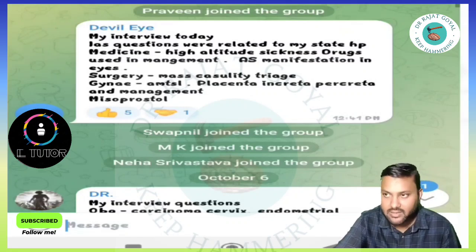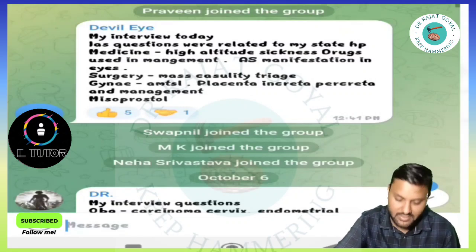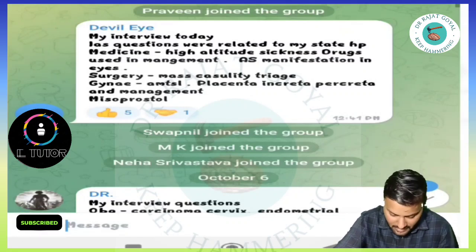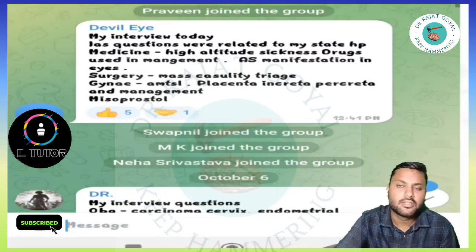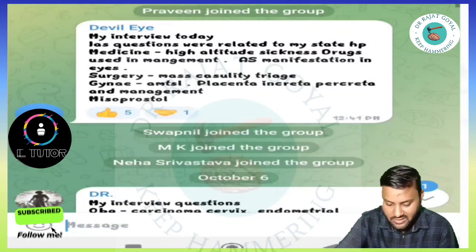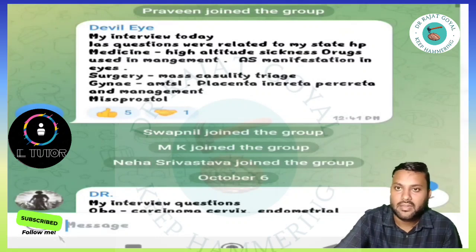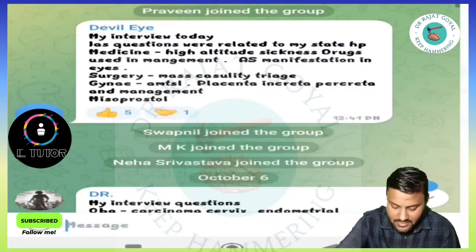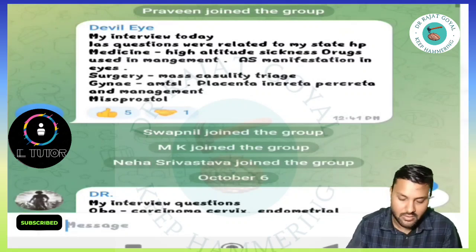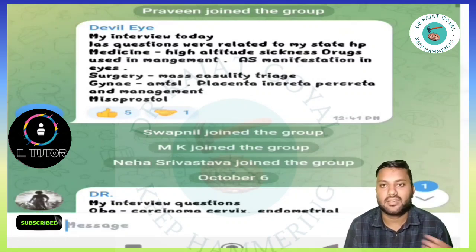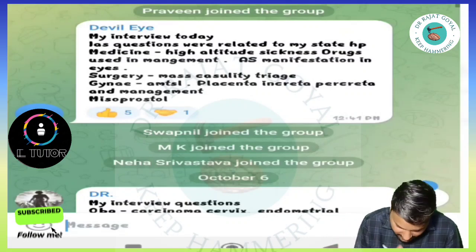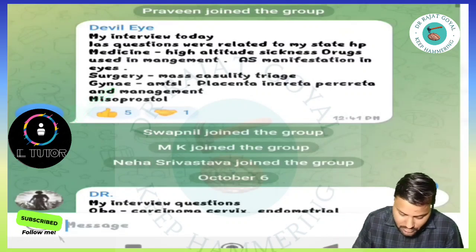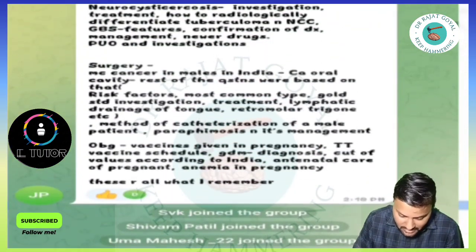Gynecology: AMTSL, active management of third stage labor. This is again a very important question. Placenta increta, percreta and management. So placenta increta and percreta generally occur when there is a previous history of LSCS, and in the current pregnancy placenta previa is present. And then misoprostol. So misoprostol is also a very important drug that can be asked.